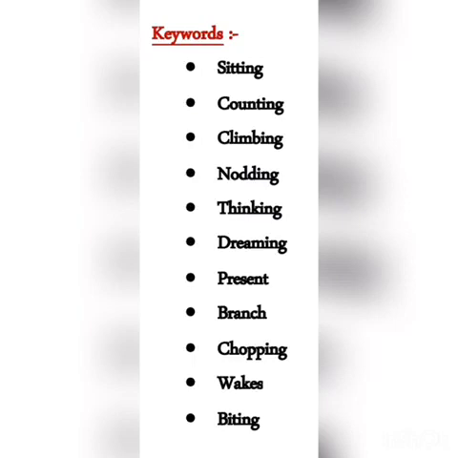Now we will talk about our difficult words or keywords. First word is sitting, S-I-T-T-I-N-G, sitting. Second word is counting, C-O-U-N-T-I-N-G, counting. Third word is climbing, C-L-I-M-B-I-N-G. Fourth one is nodding, N-O-D-D-I-N-G, nodding.